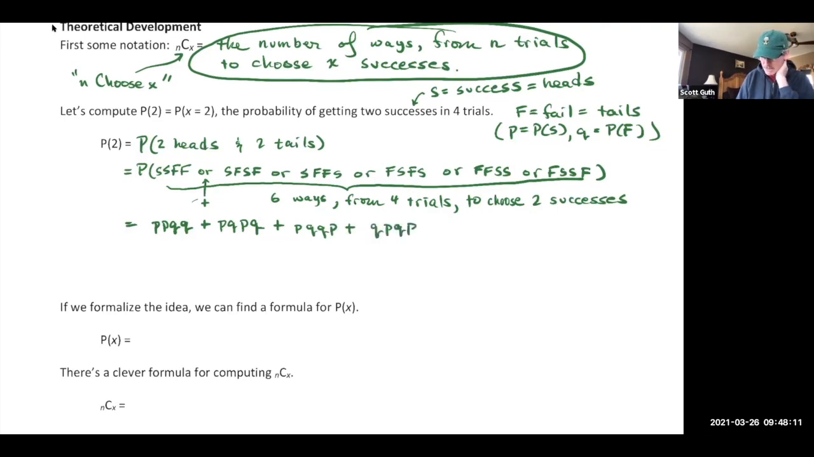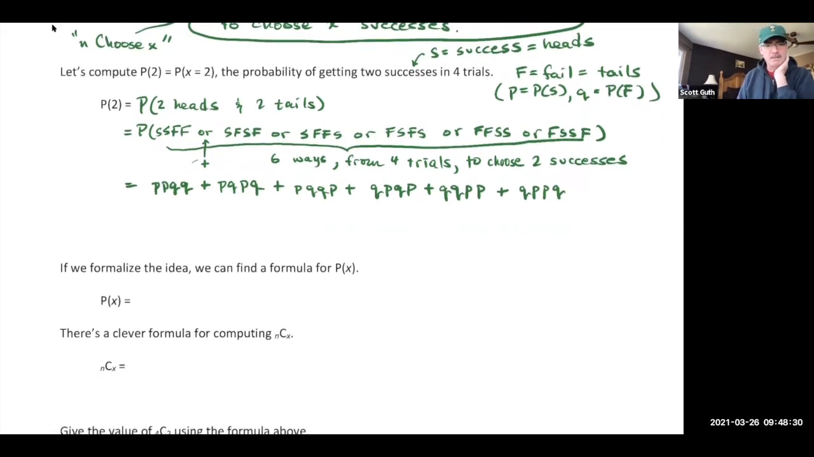I always feel silly saying this. Plus, I'm at 2 fails, 2 successes. That's Q, Q, P, P. Plus finally the Q, P, P, Q. All right, and those are all 2 Qs and 2 Ps. So what you really want to do is step back and maybe give yourself some space and say that there are 6 of them.